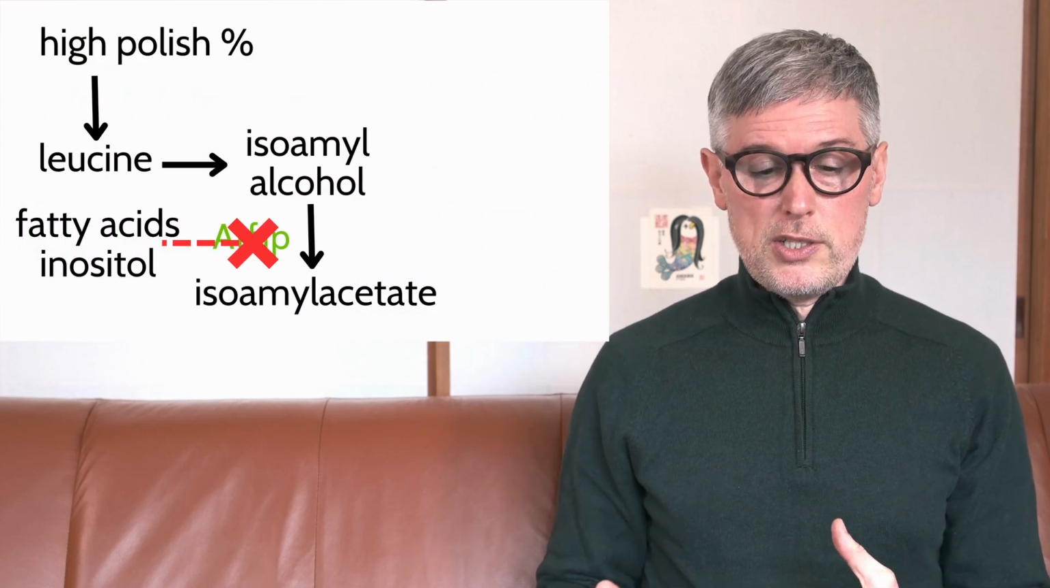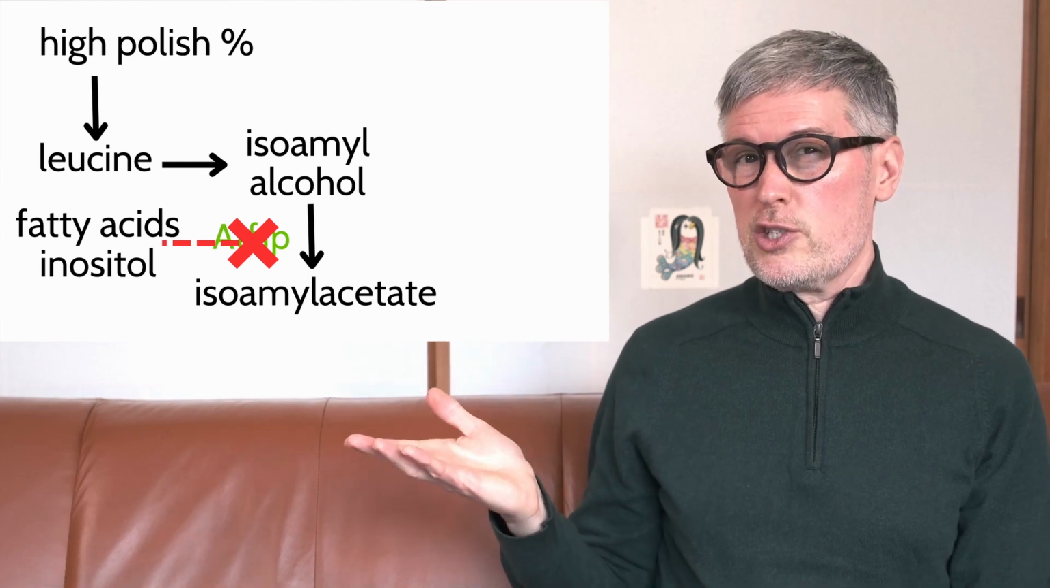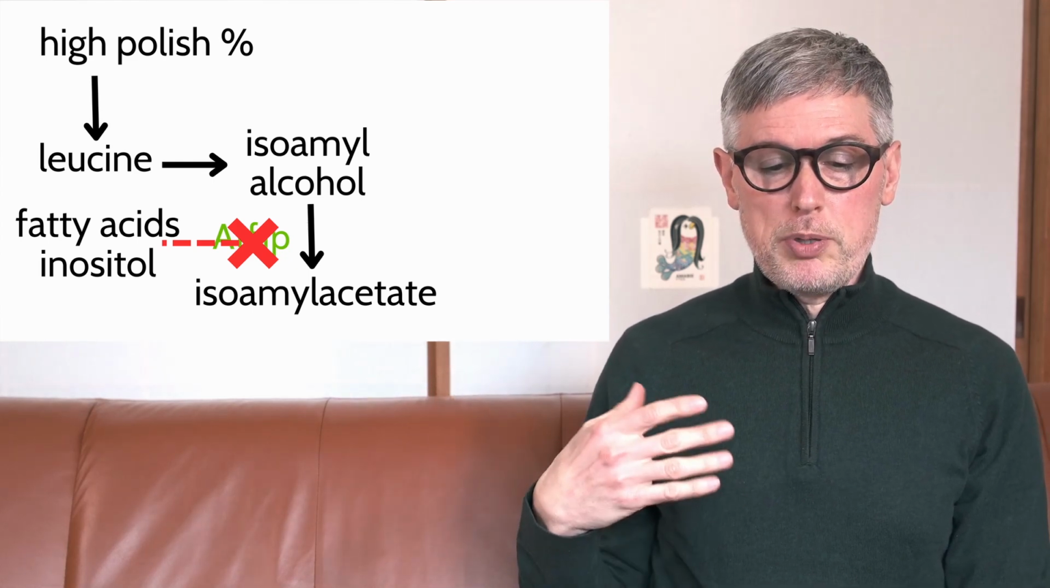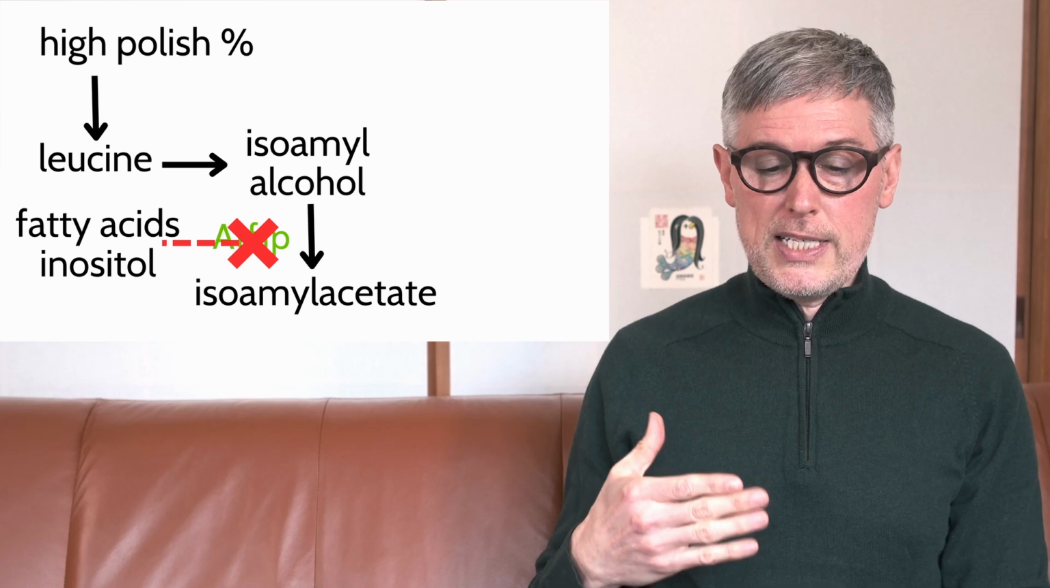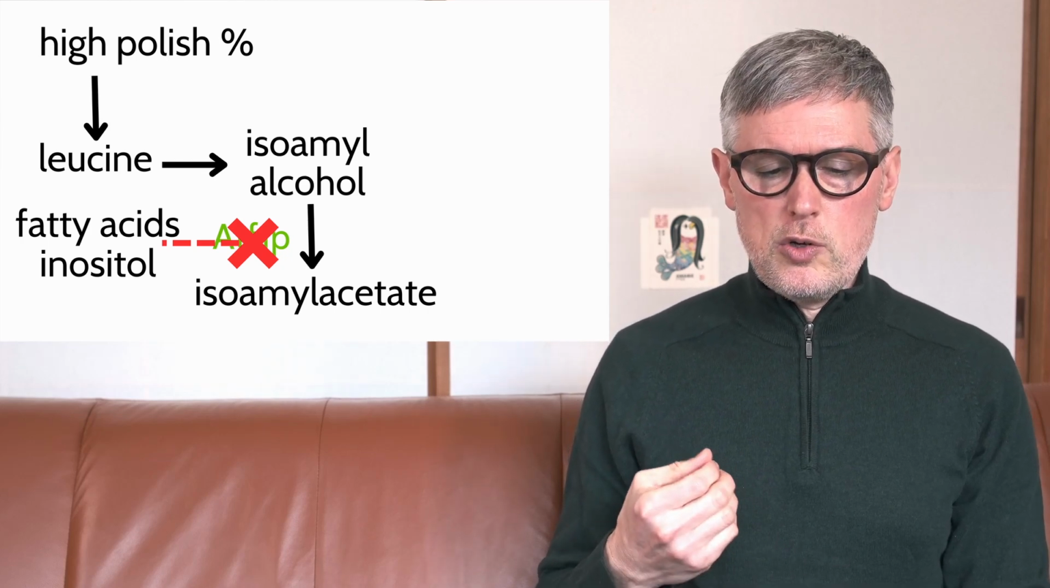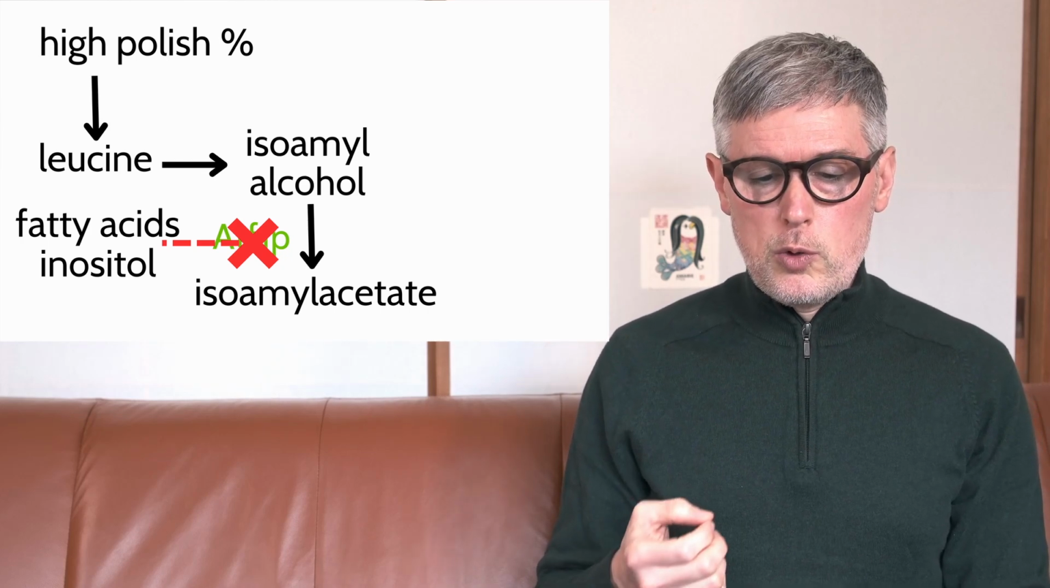Less polished rice also provides more unsaturated fatty acids, which block the formation of ATF1P, and also more of the sugar inositol, which blocks its function. Thus, we can end up with much more of the harsh isoamyl alcohol, and this is in fact one of the reasons behind using highly polished rice for ginjo zukuri sake.